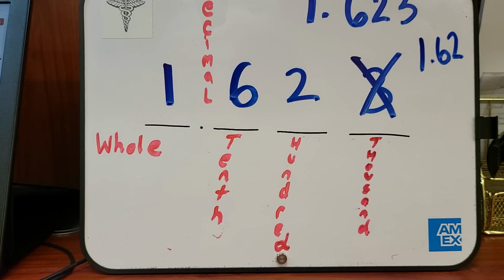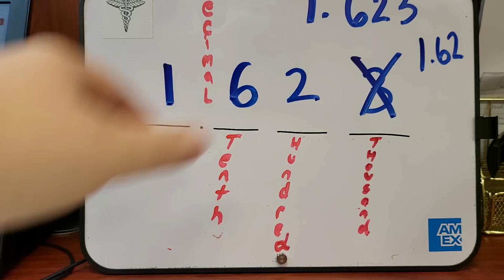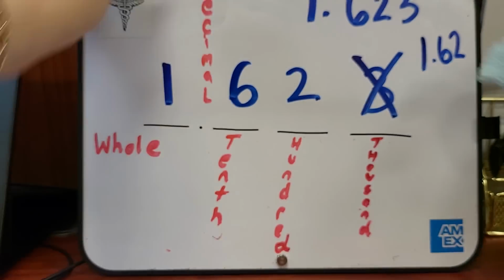Okay, so that is rounding to the nearest hundredth. Let's do another example.